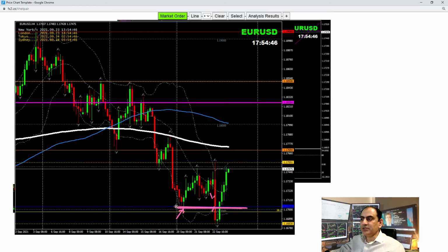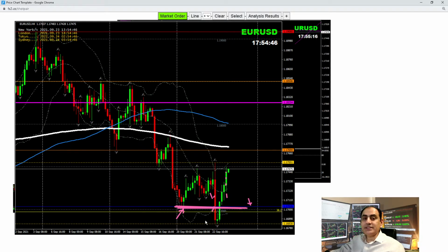If the price fails to maintain below this level, then, by the way, this blue line is the monthly support line, and if the price respects it, then we're probably going to take a long trade here. And that's exactly what we did. We took a pullback long on Euro USD.